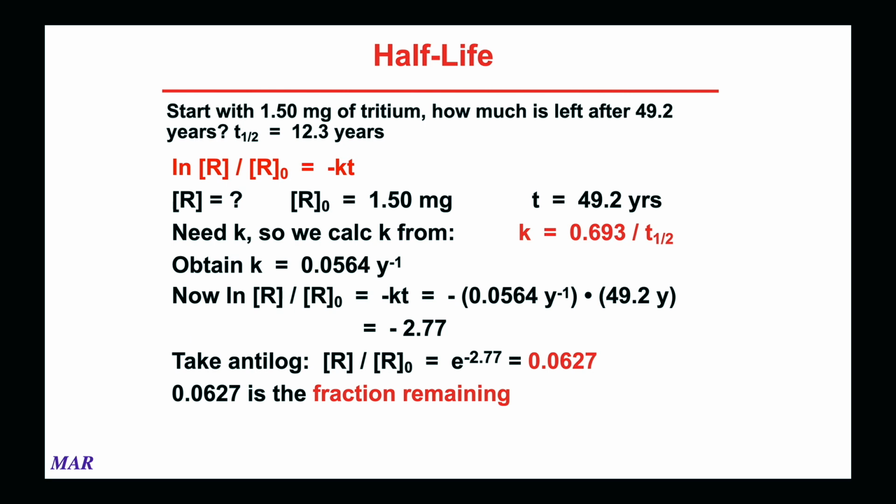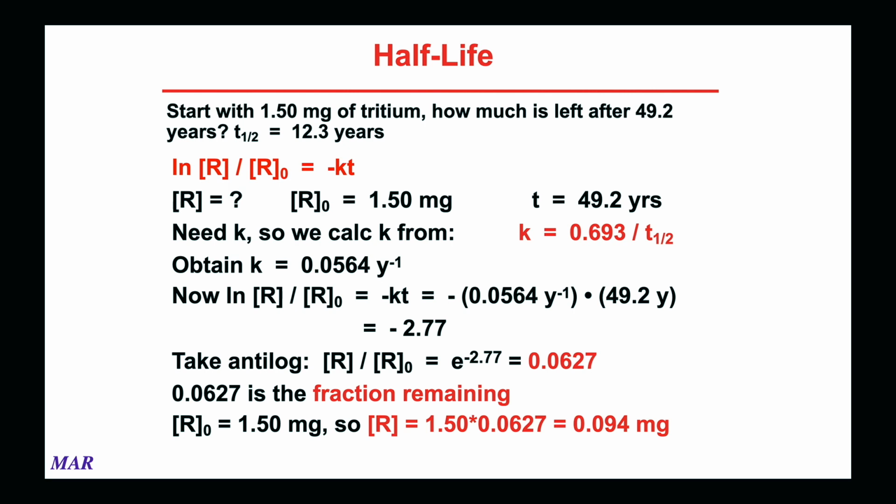You're going to take the anti-log of both sides in order to get the natural log R over R0 down to just R over R0, as we've seen before. That comes out to be 0.0627. And I do want to comment that the R over R0 is the fraction remaining. So of the R0 we had, that we started with, 1.50 milligrams, 0.0627 is literally the fraction of that amount that's going to be remaining. So if we take that number and we multiply it by the amount we started with, 1.50, we're going to be down to 0.094 milligrams of tritium.